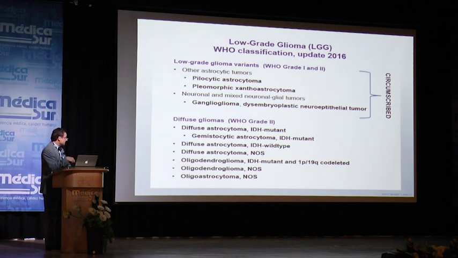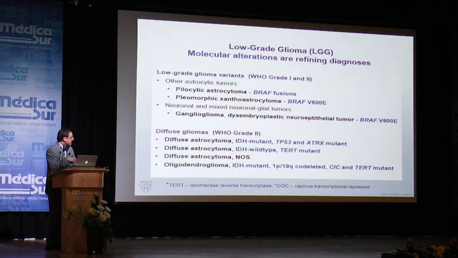Diffuse gliomas have now expanded. I mentioned before that there is no oligoastrocytoma anymore, so you only have astrocytoma and oligodendroglioma, but you classify them by IDH mutation. So it's critical to know what the IDH status is, and this should be in the pathology report. In oligodendrogliomas, which I mentioned before as well, the 1p19q deletion is the critical component.